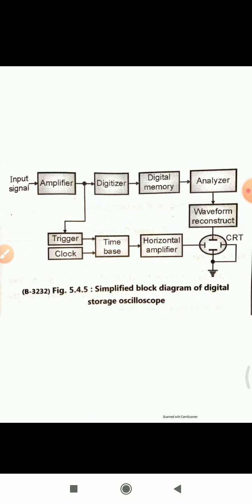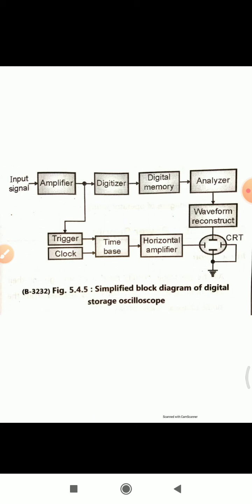Before going into detail of each and every block, first of all we'll see broadly what is the basic function of this DSO. Whichever will be the input waveform or input signal, this DSO will convert it into the digitized form. The digital memory will store that waveform, and whenever required the waveform will be displayed by reconstructing it. Okay, so these are some of the functions of DSO. Now we will see the working of each and every block in detail.